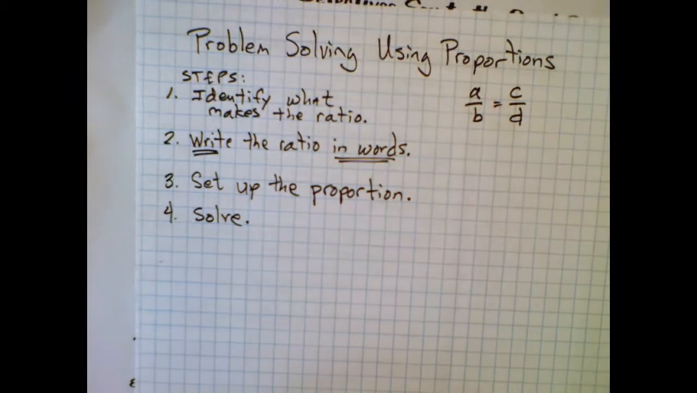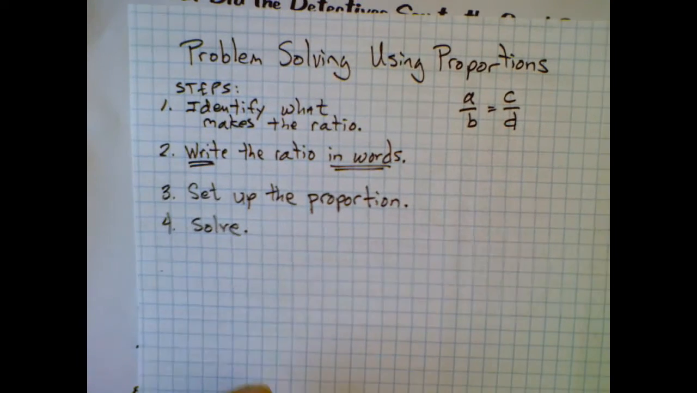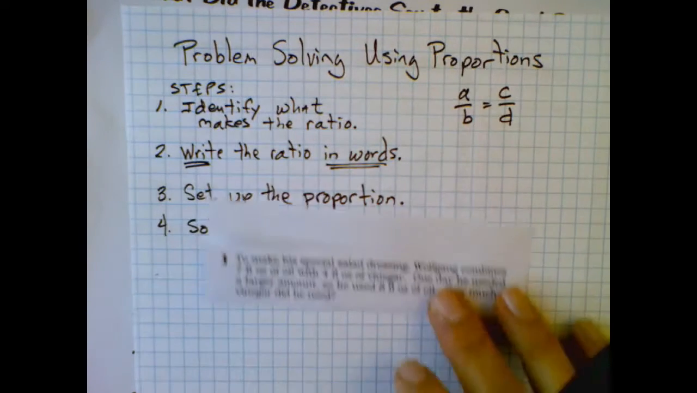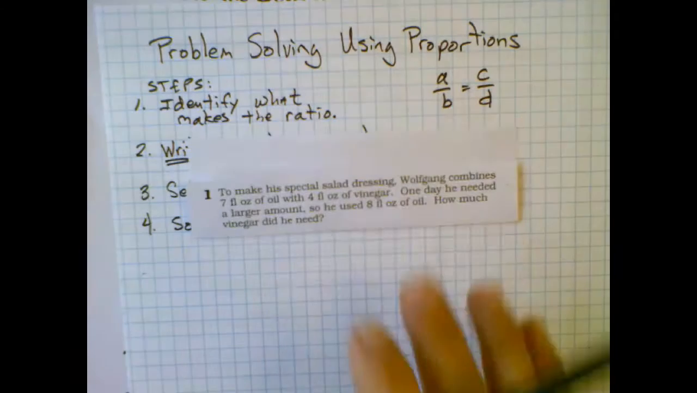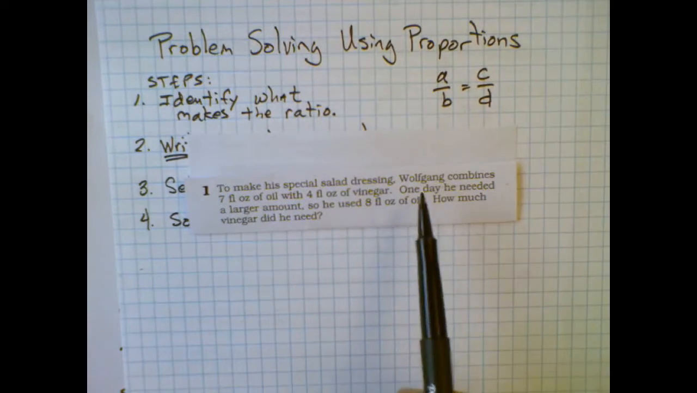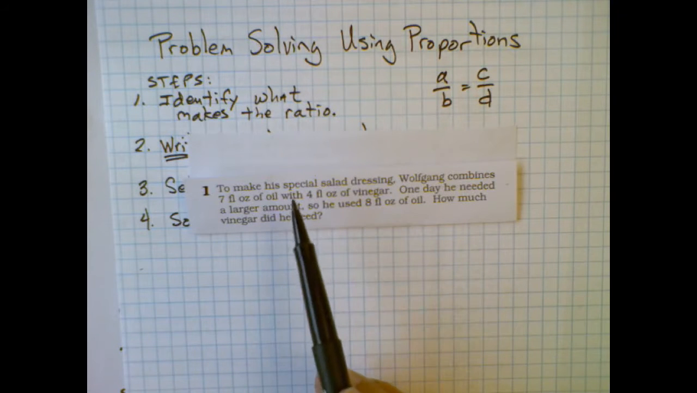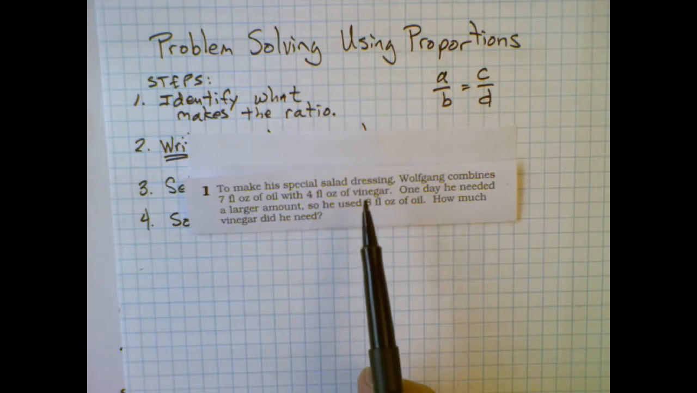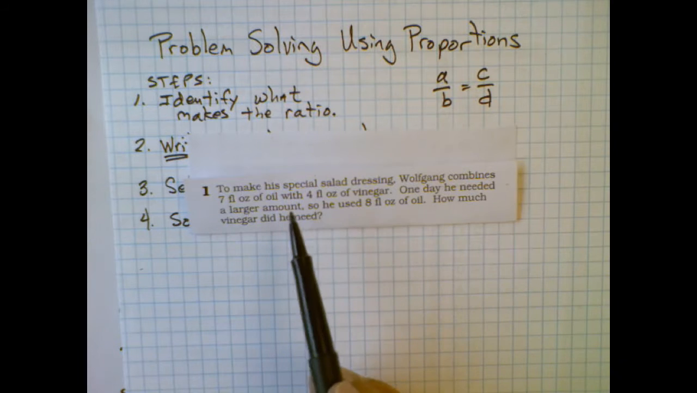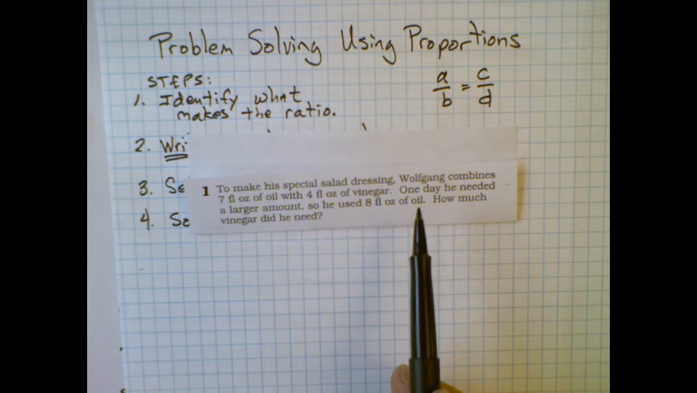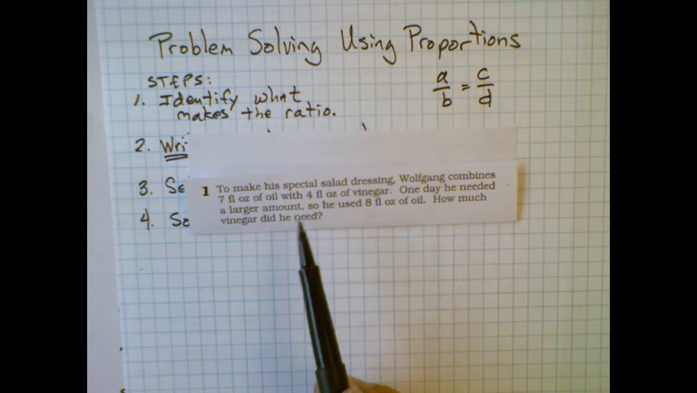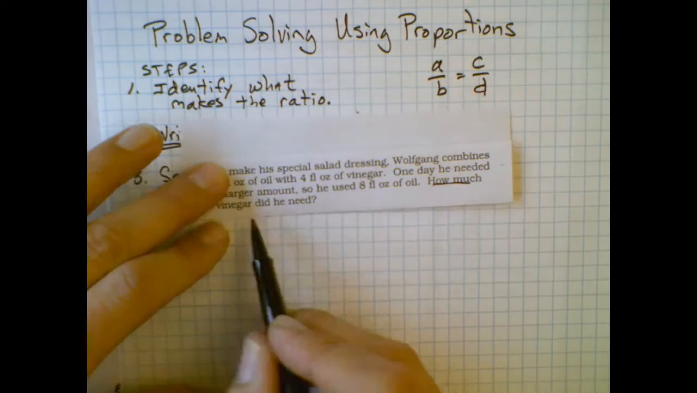Here's our first problem. To make a special salad dressing, Wolfgang combined 7 fluid ounces of oil with 4 ounces of vinegar. One day he needed a larger amount, so he used 8 fluid ounces of oil. How much vinegar did he need? So that's my question. How much vinegar did he need?